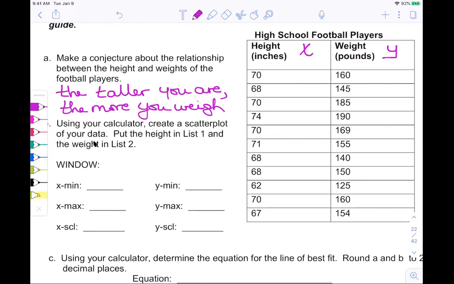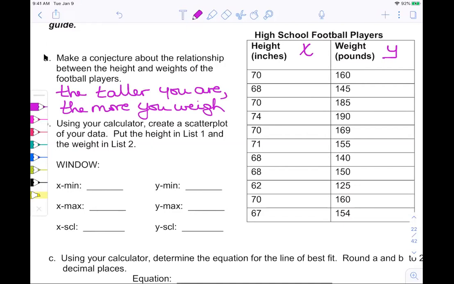So I'd like you to go into your calculator and see if you can follow the directions of the calculator. You're placing the L1 as the height and the L2 as the weight. So see if you can make those values in your calculator. I'm not going to switch over to my calculator screen right now. I want to see if you can try and get the numbers in your calculator.